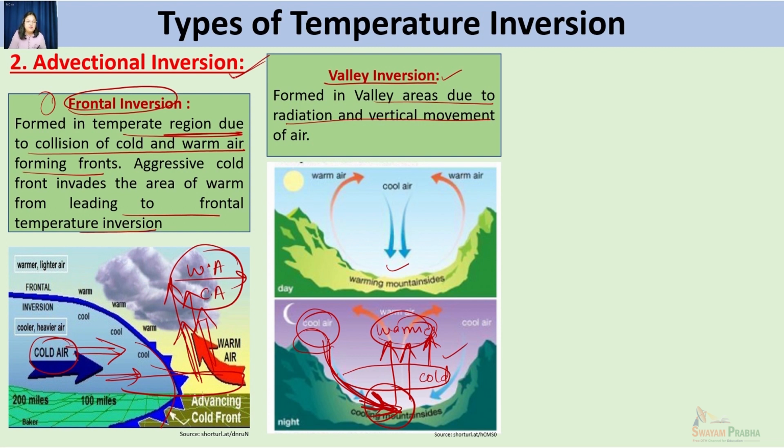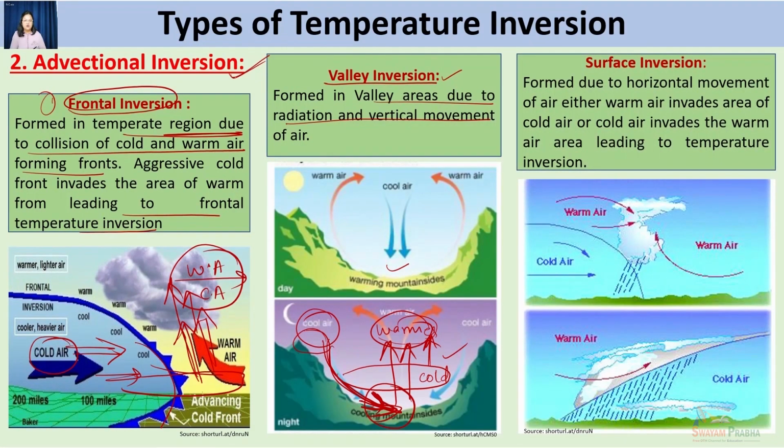The third type of temperature inversion associated with advectional inversion is surface inversion. This type of inversion takes place due to the horizontal movement of air particularly. So either warm air invades the area of cold air, or cold air invades the area of warm air, leading to temperature inversion. In both cases, whether warm air becomes aggressive and moves to the area of cold air, in the process the warm air is only tossed up, because the cold air is dense and still wants to sink.